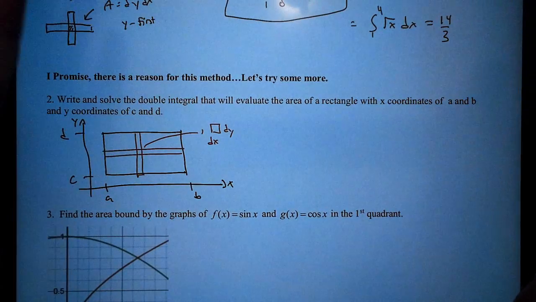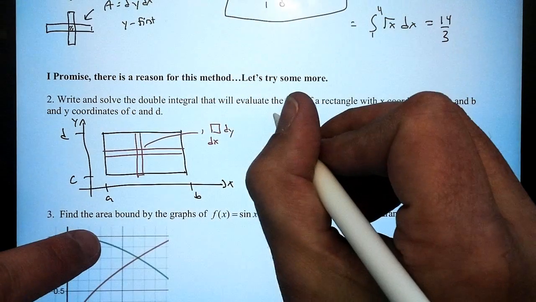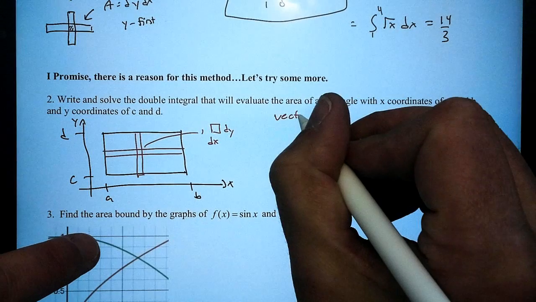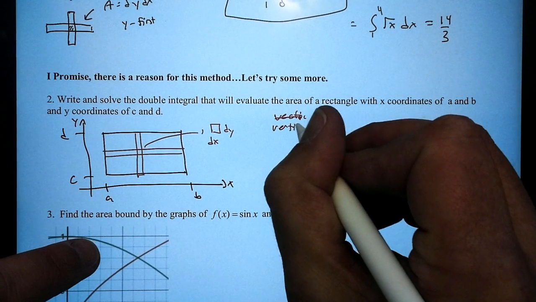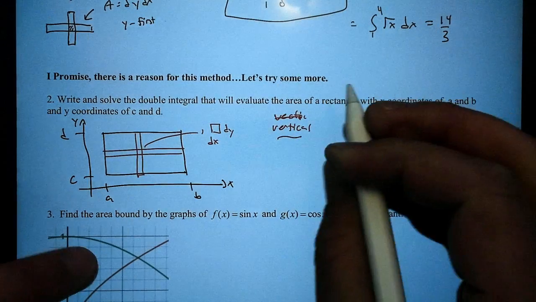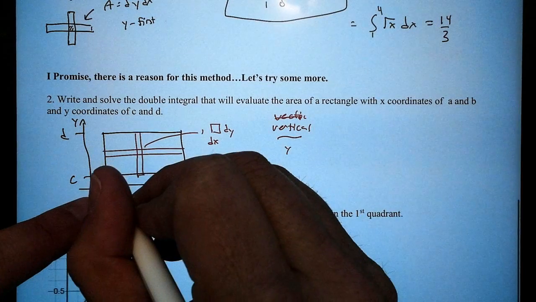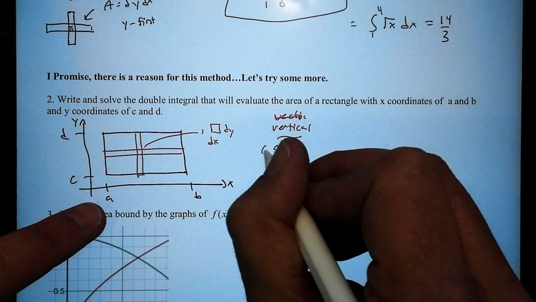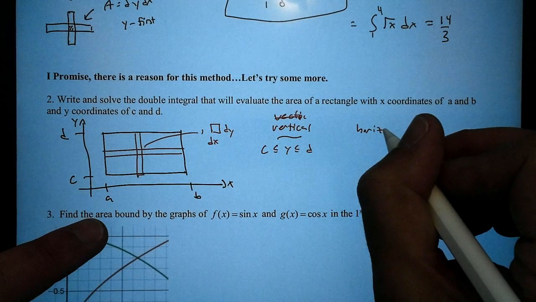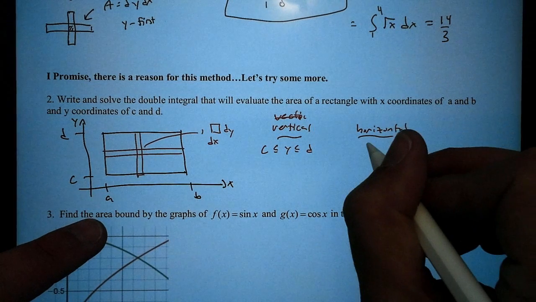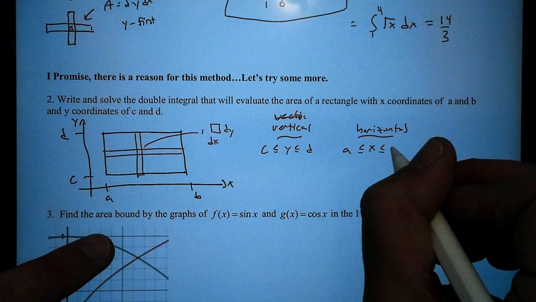They don't tell me if it's in terms of x or y, so you have a choice. My vertical rectangle is going to give me the change in my y values. So the y values go from the low of c to the high of d. My horizontal rectangle is going to be my change in my x values. Well, my smallest x value is a, my largest is b.